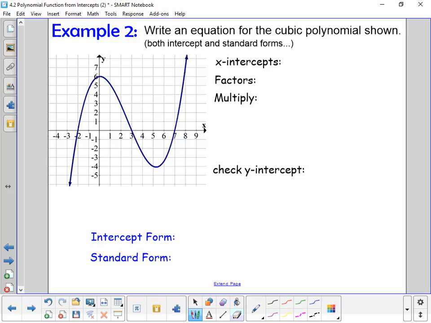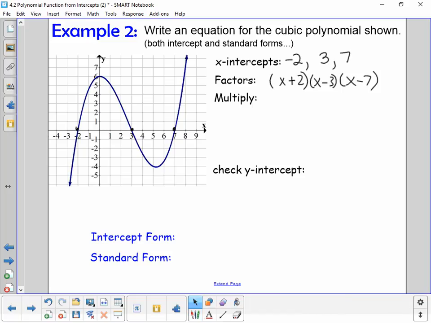So first, let's write down our x-intercepts. They are -2, 3, and 7. And for each of those, we could write the factor that goes with it: x plus 2, x minus 3, x minus 7. And to put it into standard form, we would just multiply it out.